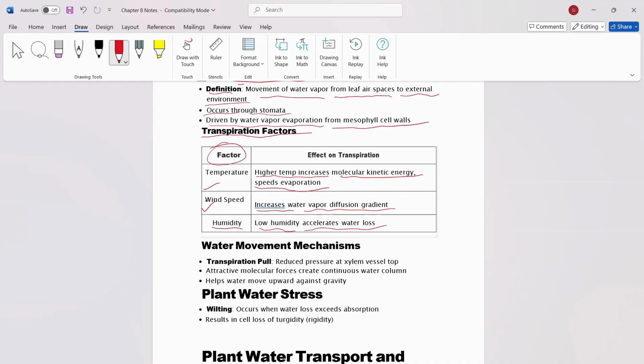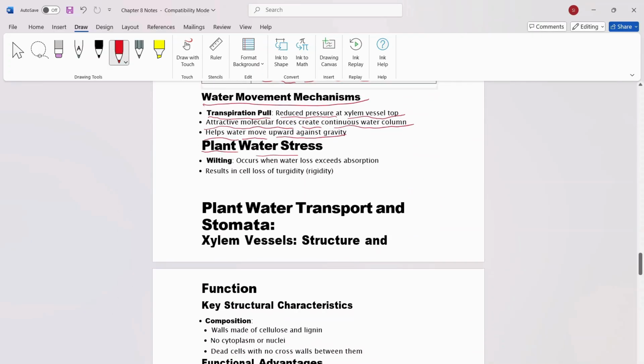Now let's continue with the water movement mechanism. So, transpiration pull reduces pressure at the top of the xylem vessels. Attractive molecular forces create a continuous water column, which helps water move upward against gravity. Let's talk about plant water stress. Wilting occurs when water loss exceeds absorption, resulting in cell loss of turgidity, which is rigidity.